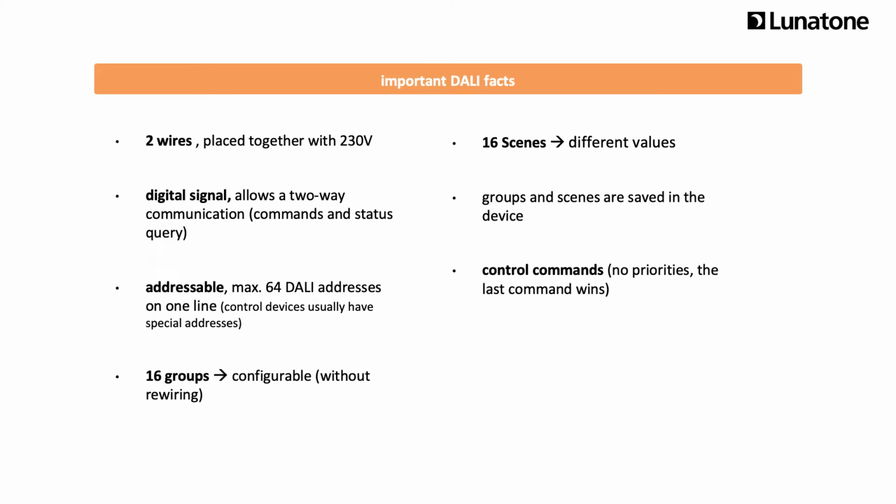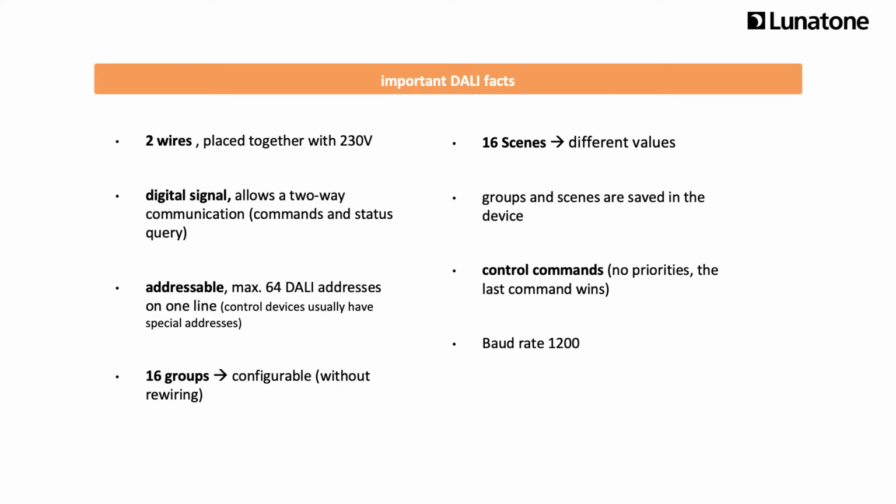Above all, it is important to know that there are no priorities in DALI. The last command always wins. Let's also shortly mention the baud rate. A rate of 1200 is not extremely fast, but appropriate for lighting control.